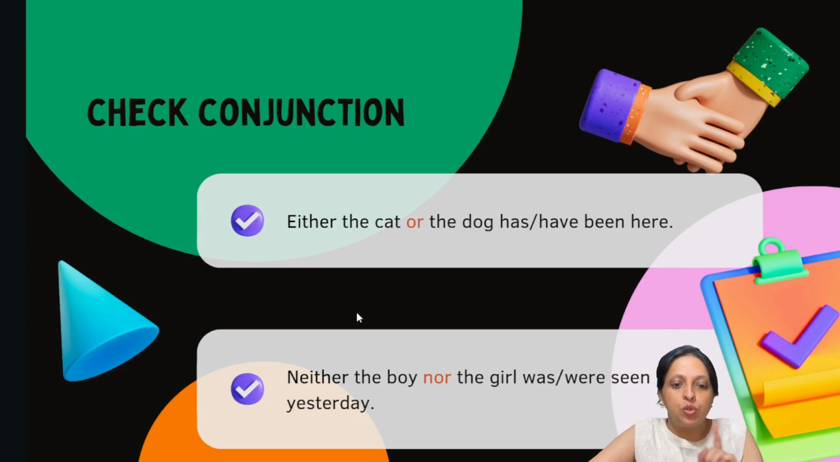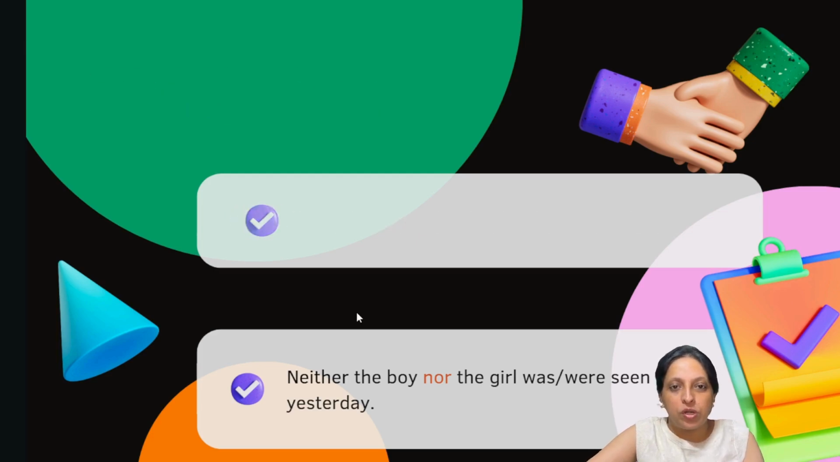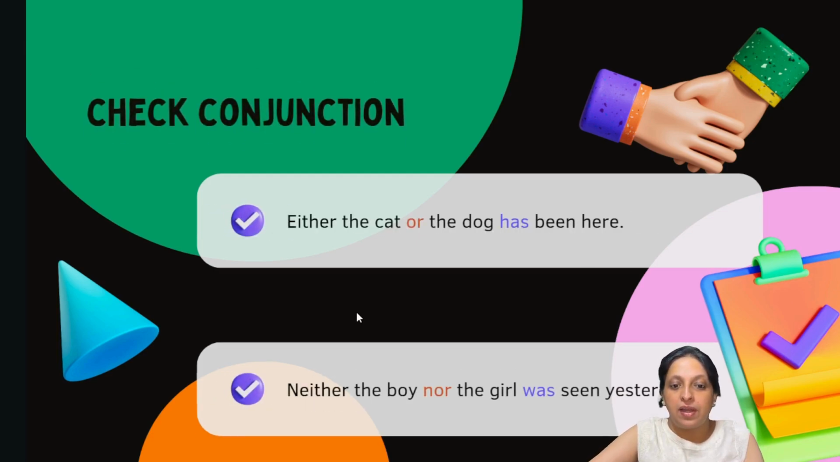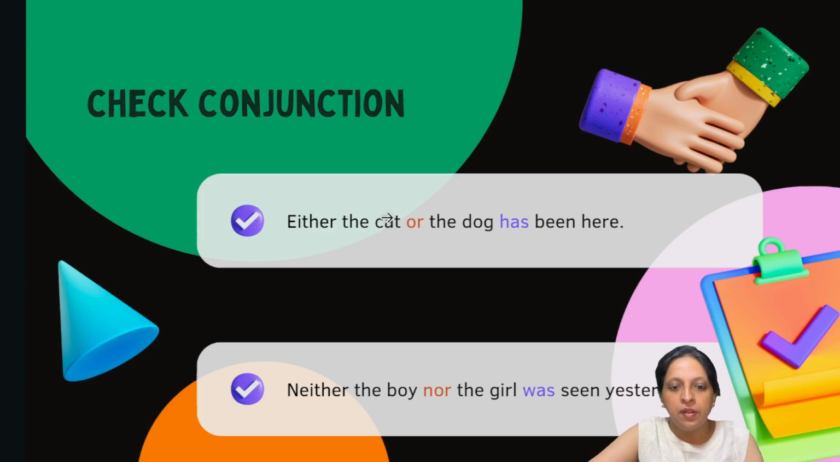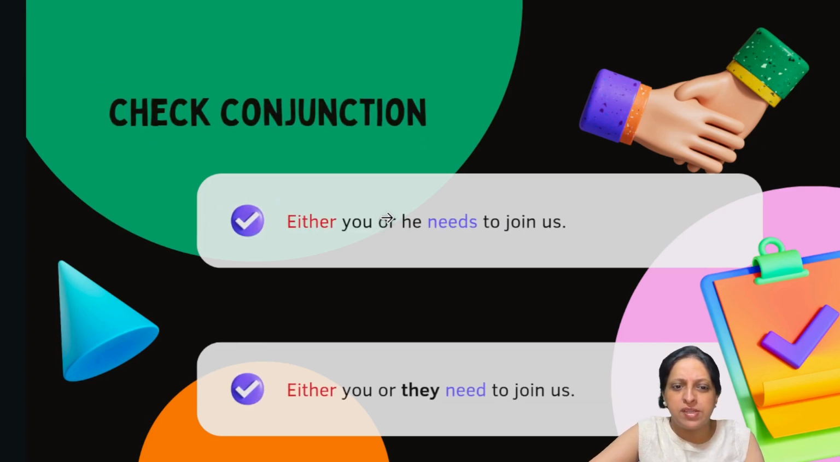Singular. Two singular subjects joined by or, nor make a singular verb. So let us find out what is going to be the right answer. Like I said, either the cat or the dog has been here. Neither the boy nor the girl was seen yesterday. Let's take some more examples.